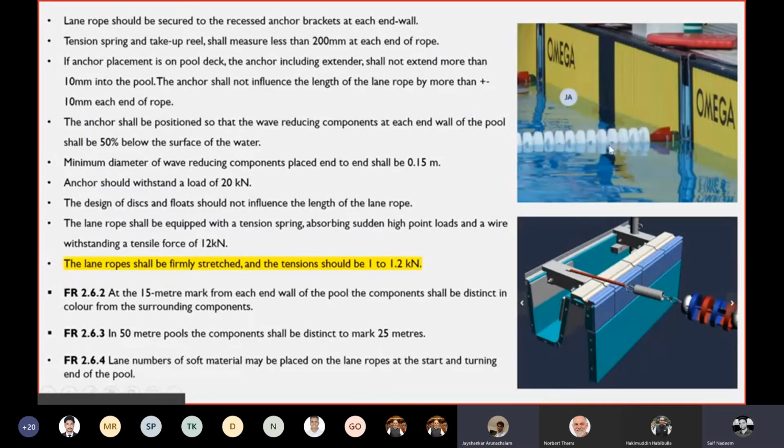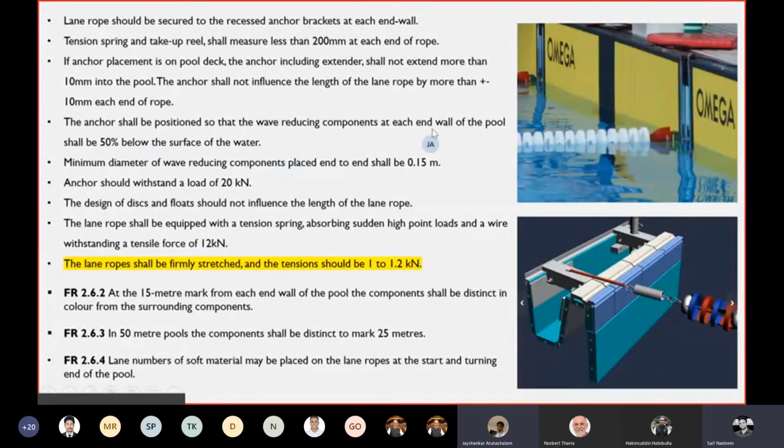Now, this image will explain. I will have to read everything so that it gets connected with the image here. I'm reading out each and every line to make it clearer. The lane drop has to be recessed into the wall, as shown here. At any point of time, this should not be more than 200 mm, is what is written. Tension spring and take-up rail should measure less than 200 mm. This is the portion. The anchor placement in the pool deck should not extend more than 10 mm, which is this red one. It should not extend beyond 10 meters.